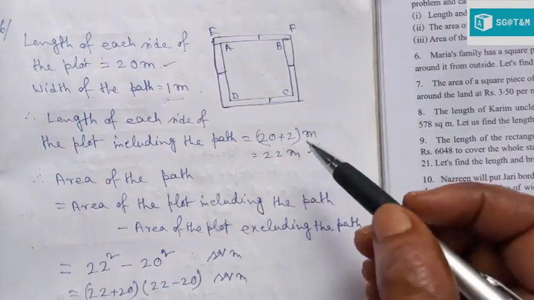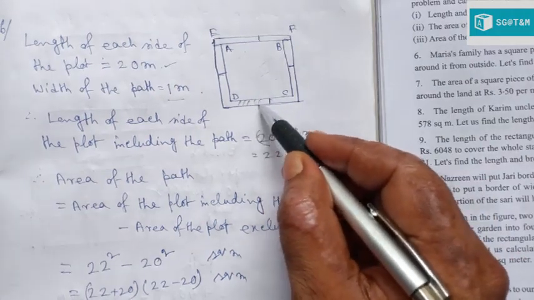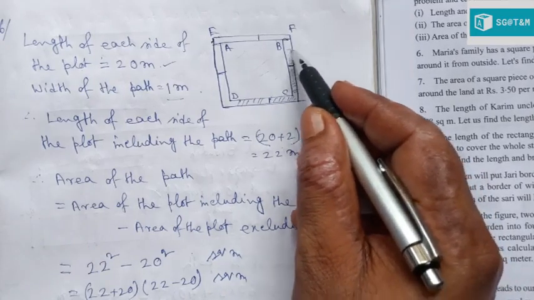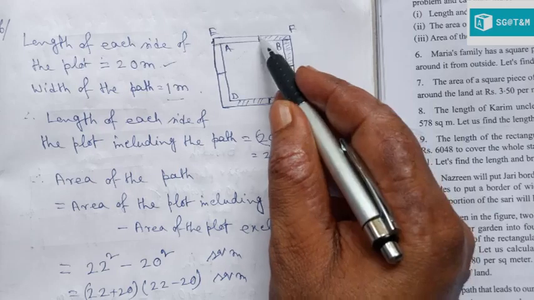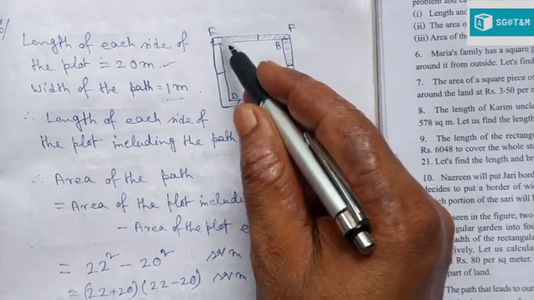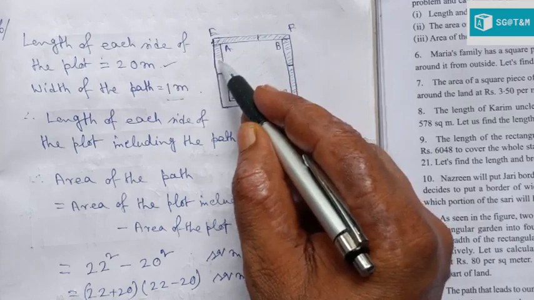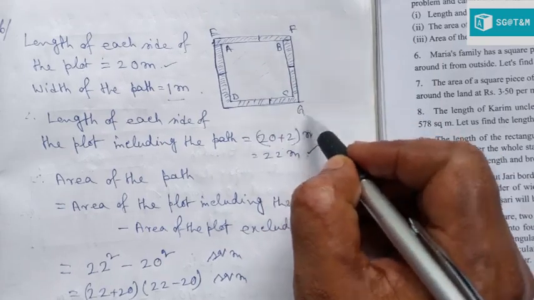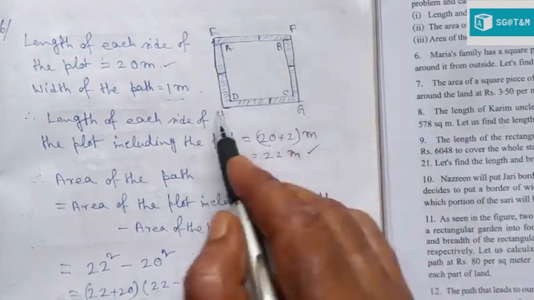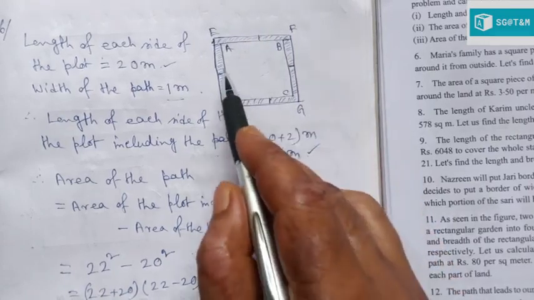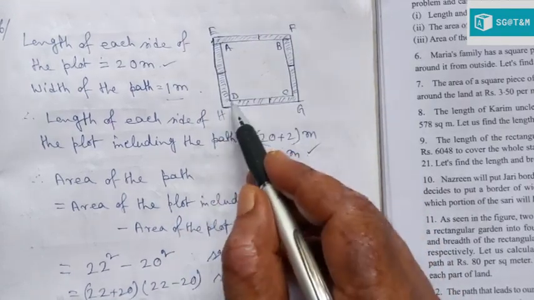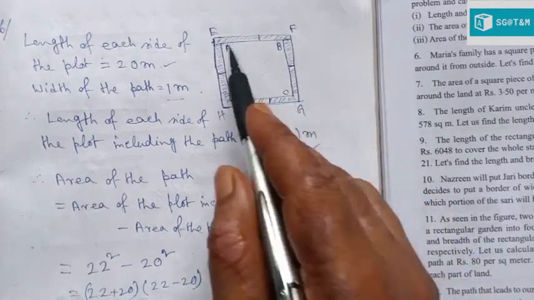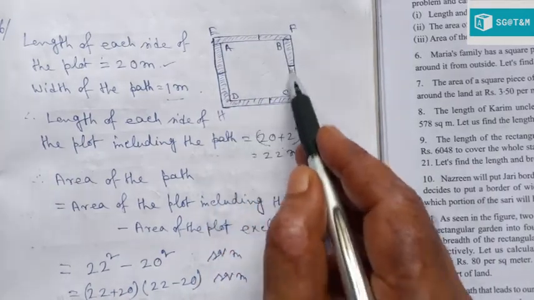Now we have to find the area of the path, that means the area of this portion. If we set the path, then we get it in this way, this is the path. So obviously the area of the total portion EFGH minus the area of ABCD, then we get the area of this portion. It's very easy to understand. Area of EFGH minus area of ABCD, then we get the area of this path.